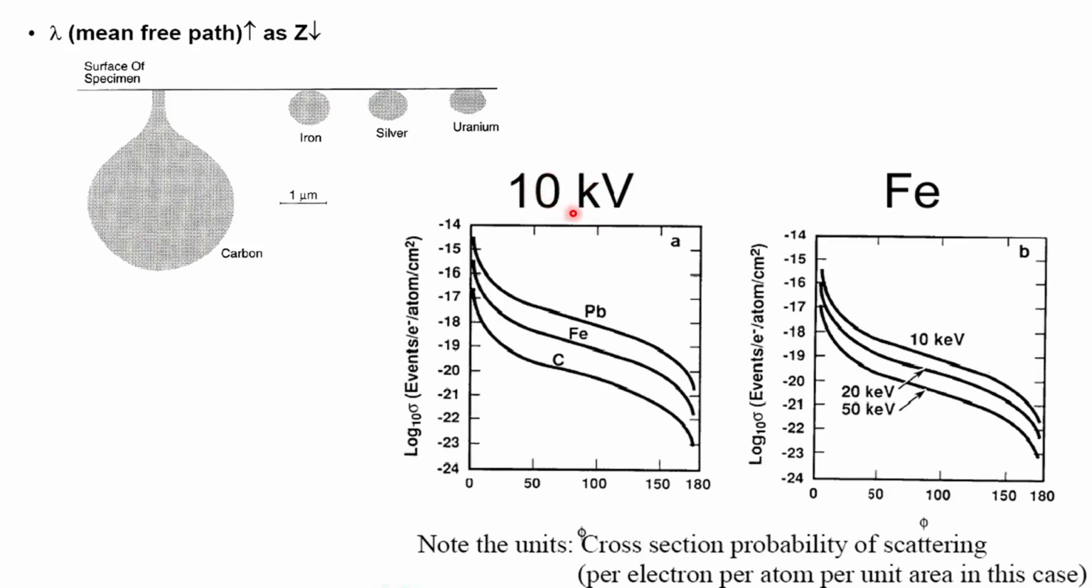So at a constant energy, when we just increase the atomic number, we can see that the probability of events to occur will be much higher at higher atomic number as compared to the lower atomic number.